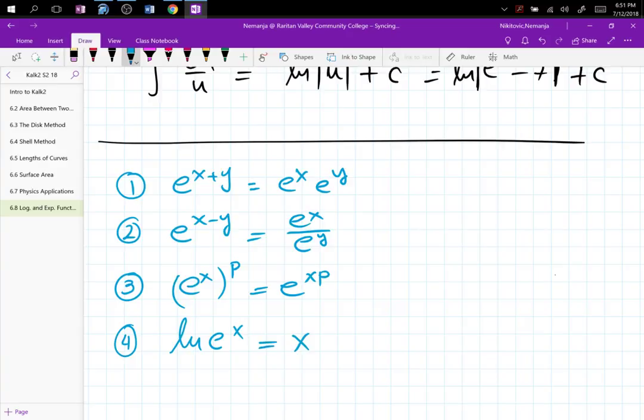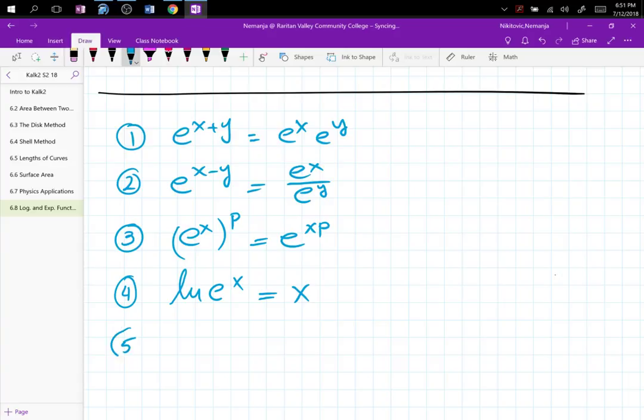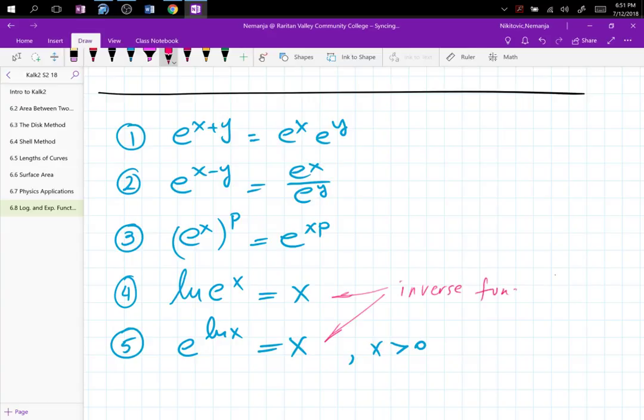This is because they are inverse functions. And finally, e to the ln x is also equal to x for all x larger than 0, right? Domain issues. These two in the back, I'll just say inverse functions, because a logarithmic function ln of x and e to the x are inverses of each other.